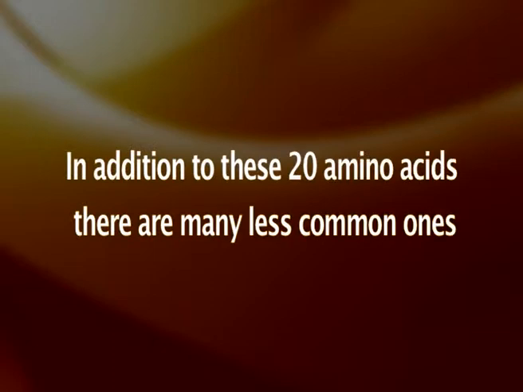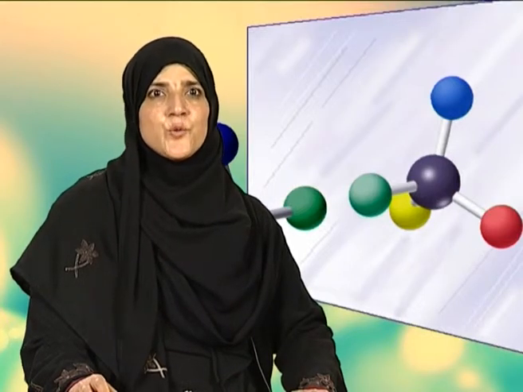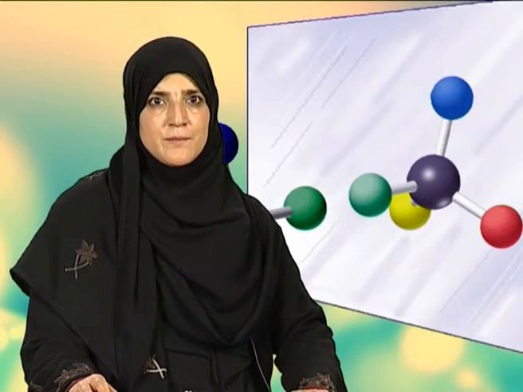In addition to these 20 amino acids, there are many less common ones which are not present as constituents of the proteins in living organisms. The common amino acids of proteins have been assigned 3-letter abbreviations and 1-letter symbols, which are used as shorthand to indicate the composition and sequence of amino acids polymerized in proteins.